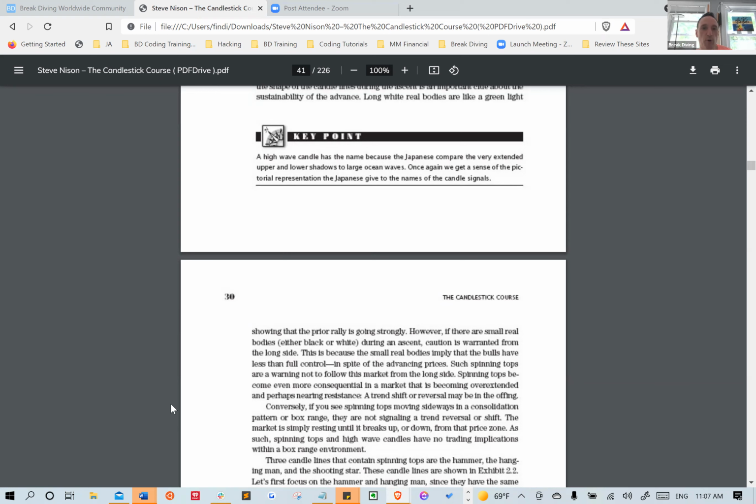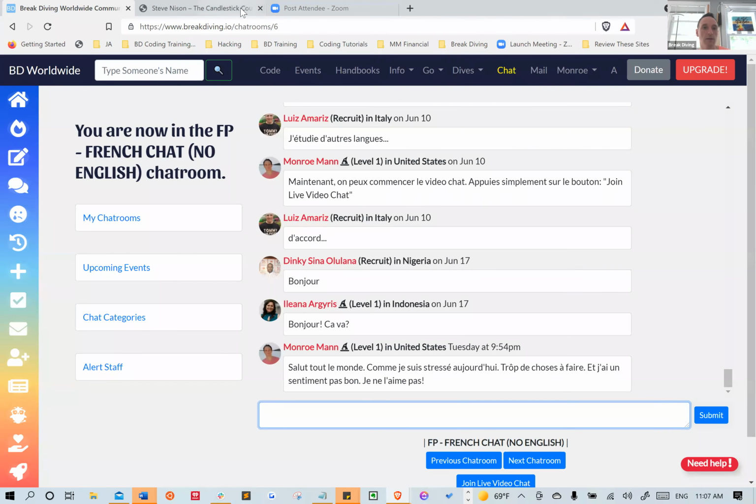So let's look at the key point. The high wave candle has the name because the Japanese compare the very extended upper and lower shadows to large ocean waves. Once again, we get a sense of the pictorial representation the Japanese give to the names of the candle signal.